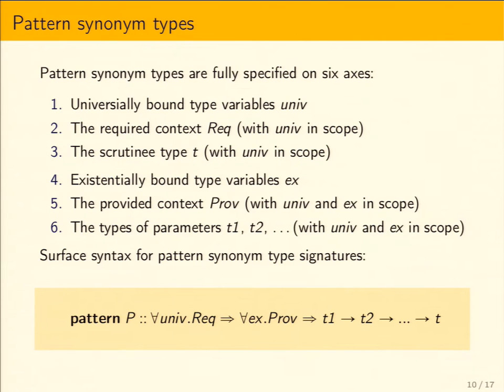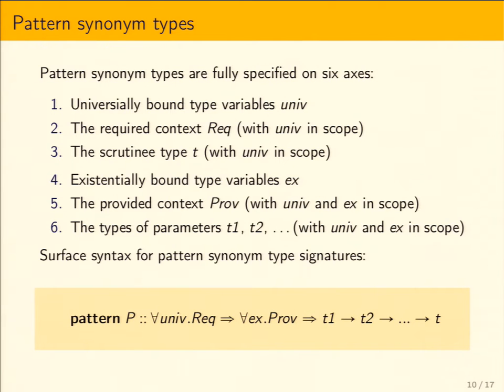Again, this is basically the same as how when you make a GADT, any type variable which shows up in the type of the constructed thing will be universally bound, and any type variable which only shows up in an argument will be existentially bound. So putting these 6 axes together and coming up with a surface syntax, because we needed both so that GHC can report these types and also so that the user can give type signatures to pattern synonyms, we are using the syntax that you can see there.